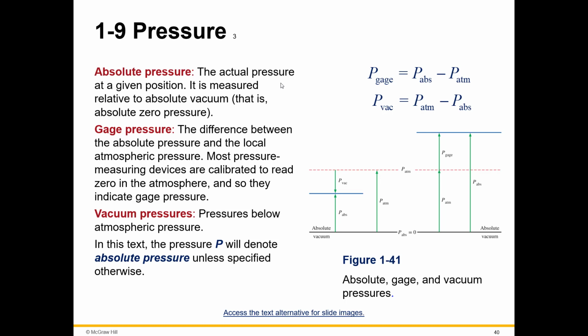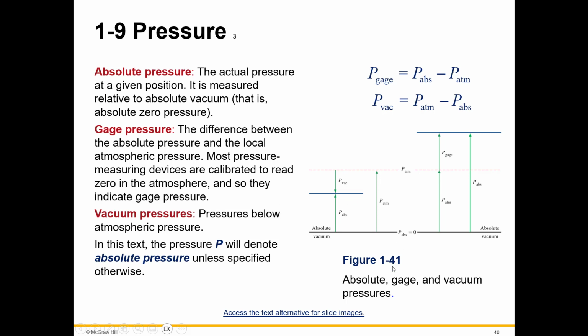Most pressure measuring devices are calibrated to read zero at atmosphere. That's why you want to reduce this here. See, remember? So that they can indicate gauge pressure, because they know that when you're at gauge pressure, you want to exclude the atmospheric pressure. And then vacuum pressures are the pressures below atmospheric pressure, right? So you need to know what the difference from atmospheric pressure to absolute pressure is, right? We want to know that difference because we want to know what that vacuum pressure is. And in this text, P will denote absolute pressure unless specified otherwise, and that's because we always use that, right?